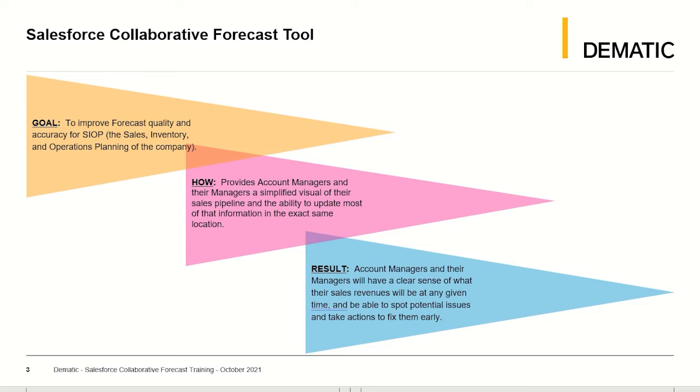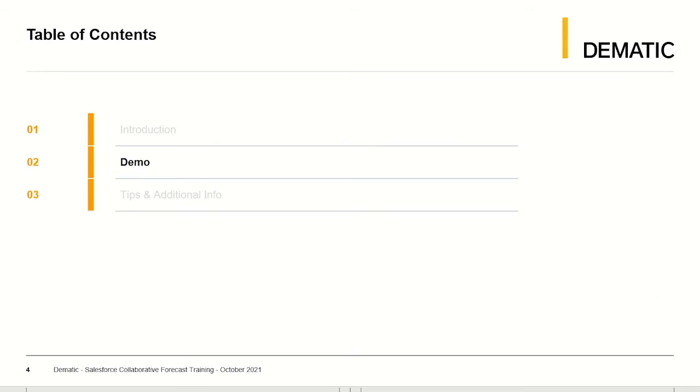The tool will provide account managers and their managers a simplified visual of their sales pipeline and the ability to update most of the information in the exact same location. This will result in account managers and their managers having a clear sense of what their sales revenue will be at any given time, and to be able to spot and fix potential issues early on.